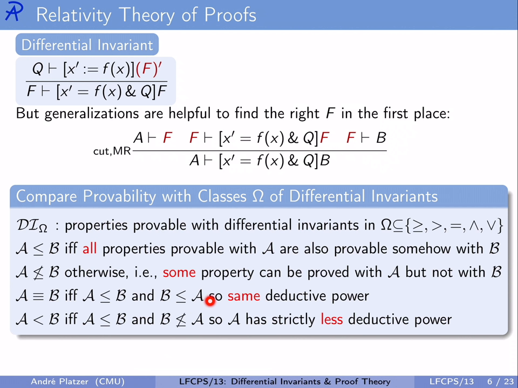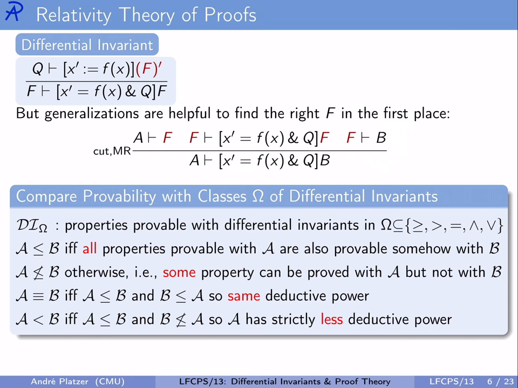So everything that's provable with A is also provable with B, but also vice versa. Everything that's provable with B is also provable with A. In other words, both A and B have the exact same deductive power. If one of them can prove a property, the other one can prove the exact same property as well. And we write A is strictly less than B if everything that A can prove, B can prove too, but not vice versa. In other words, A has strictly less deductive power, even though everything that A can prove is also provable in the way that B considers, but B can really prove a bit more. There's at least one formula that only B can prove and A isn't capable of proving. That enables us to compare, in the relativity theory of proofs, different approaches of proving properties.